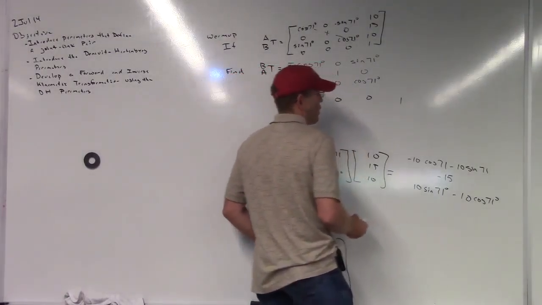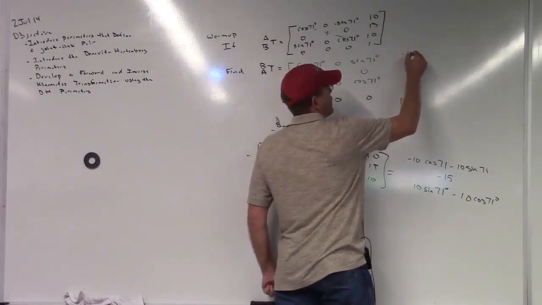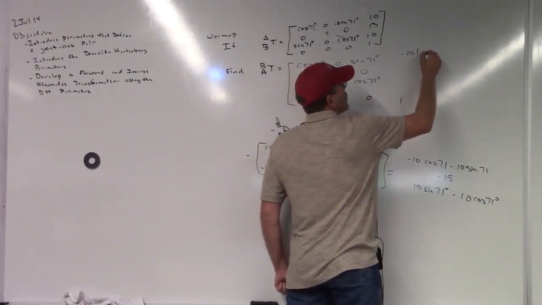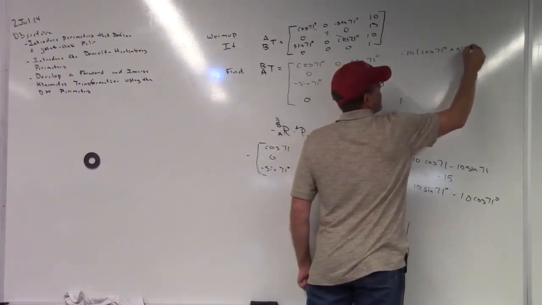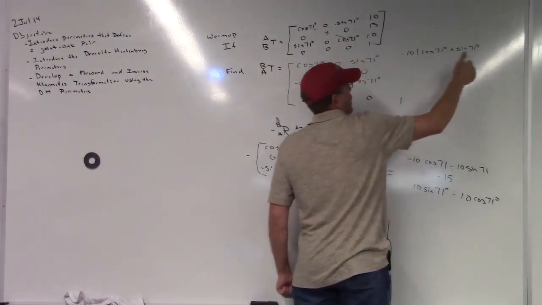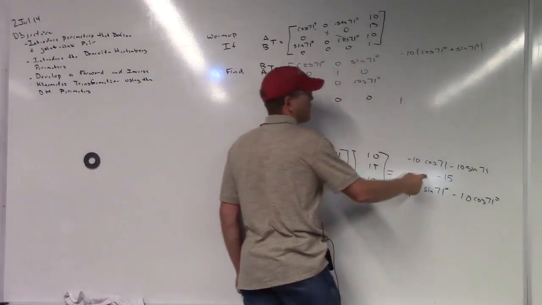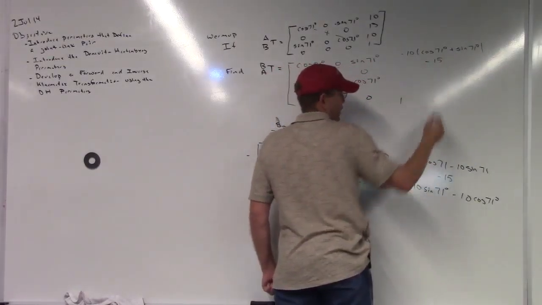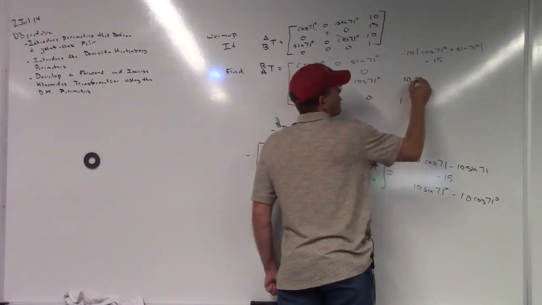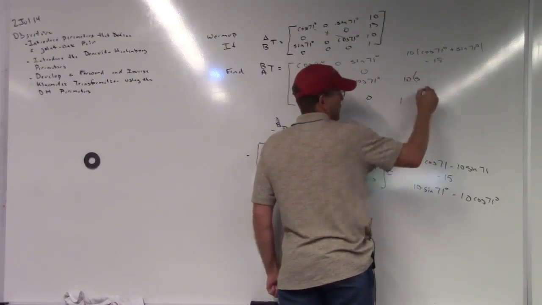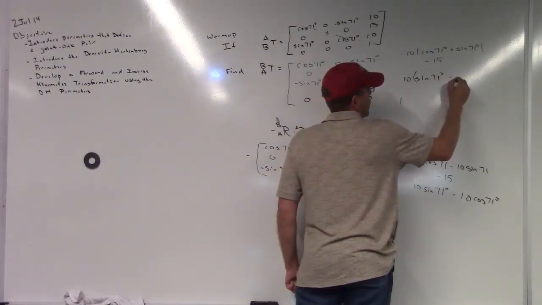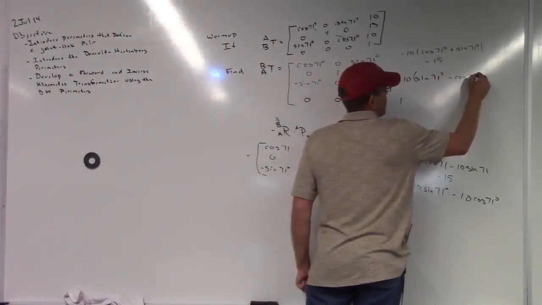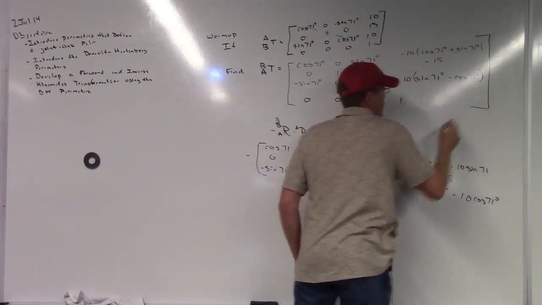So that means that our new position vector is negative 10 times cosine 71 degrees plus sine 71 degrees. I just factored out that 10 so I didn't have to write it twice. Negative 15 and 10 times sine 71 degrees minus cosine 71 degrees. And we're done.